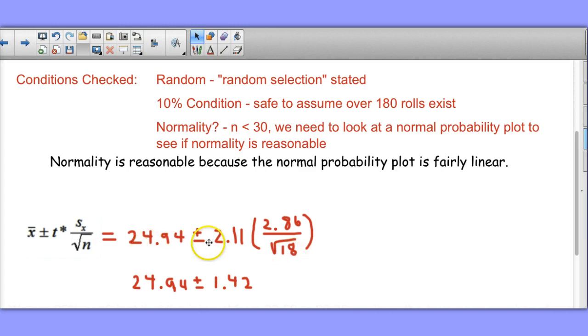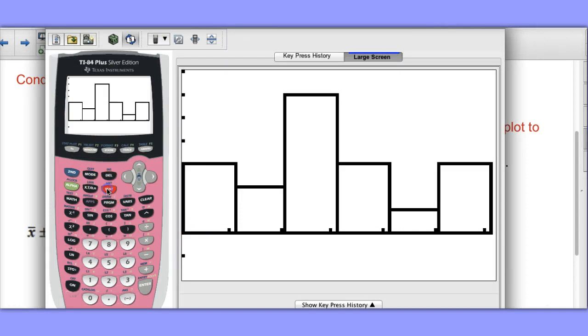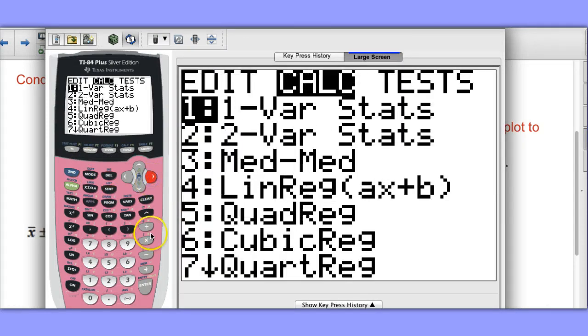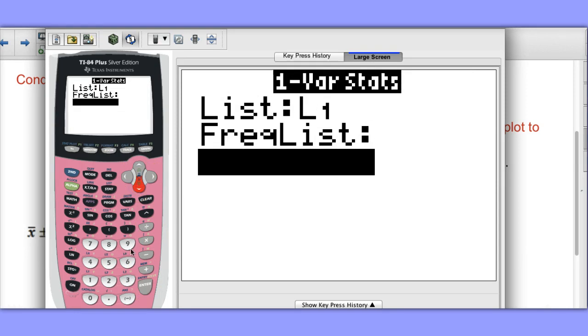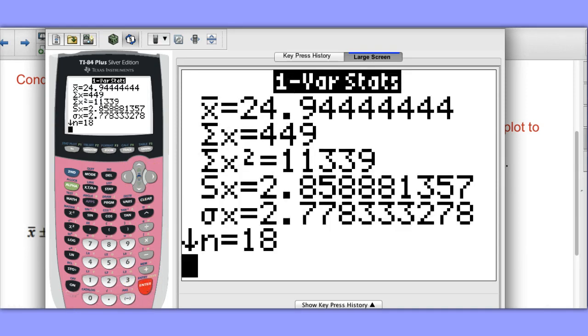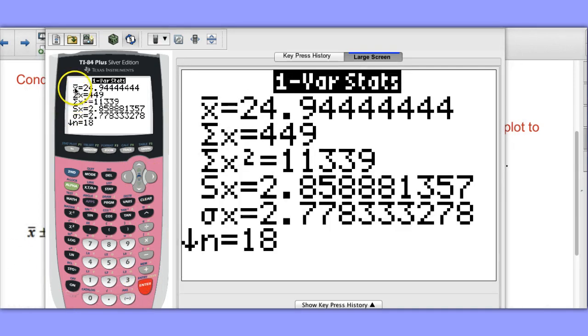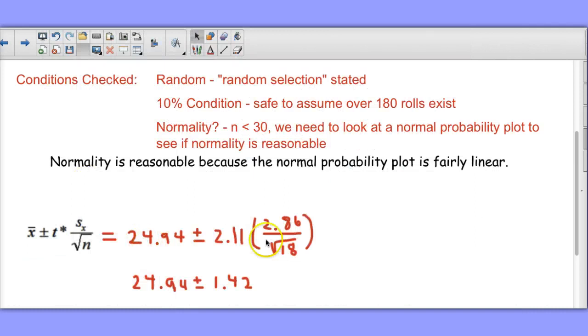And to get the sample mean and sample standard deviation, once again, I used my calculator. I did stat calc, one variable statistics, and we can leave the frequency list blank. Notice our calculator gives us our sample mean and our sample standard deviation along with our sample size of 18. So we can plug those values into our formula. Sample mean, sample standard deviation, sample size, and then how do we get this t-star value?